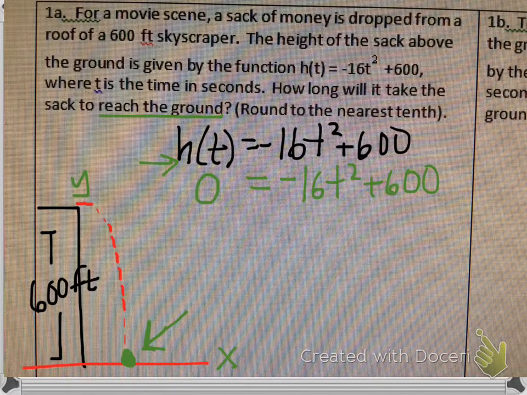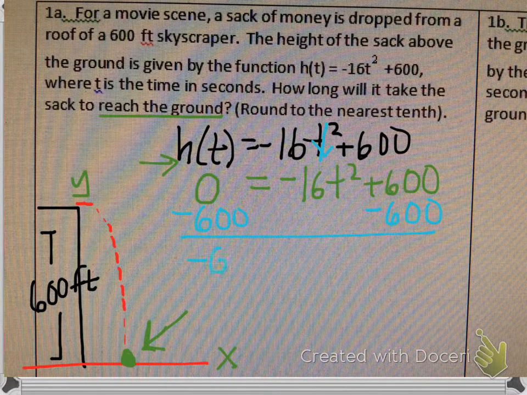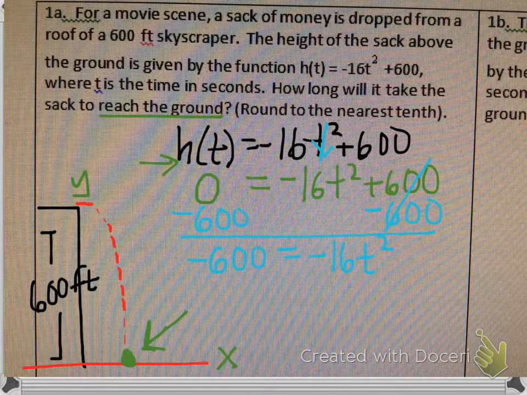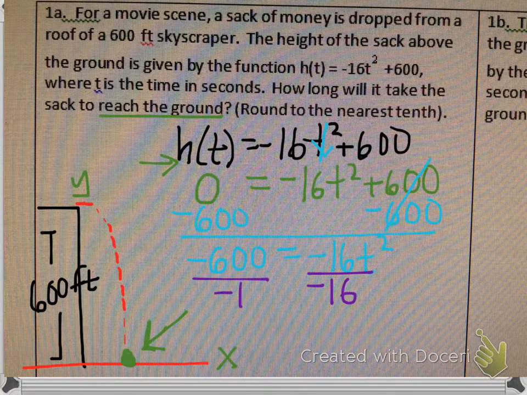So to isolate the t squared, I'm going to get the t squared alone. And that means I need to move what's not attached to the variable first. So I need to subtract 600 from both sides. So on the left-hand side, I have negative 600. On the right-hand side, I'm left with just negative 16t squared. My goal, again, is still to get the t squared isolated. So it has a 16 attached by multiplication, a negative 16. So the inverse would be to divide both sides by negative 16.